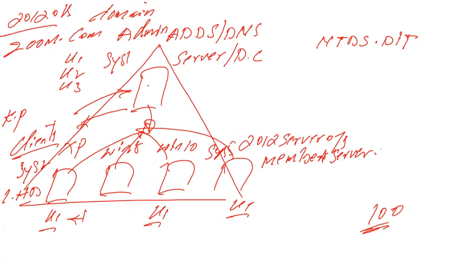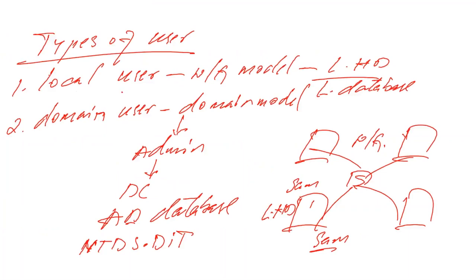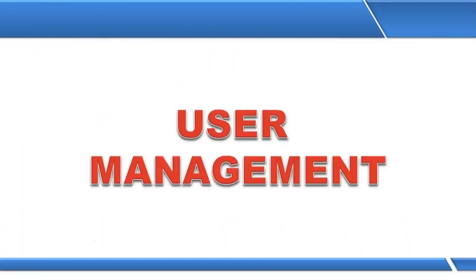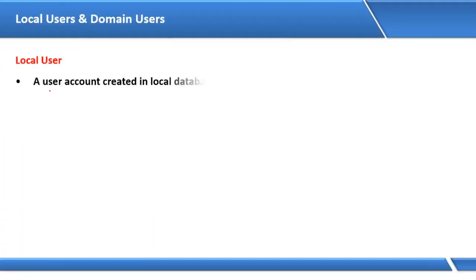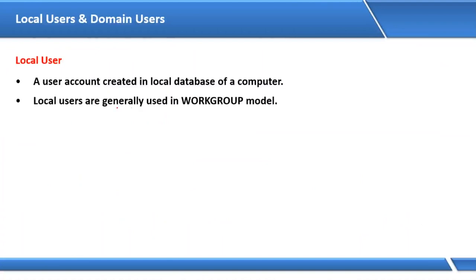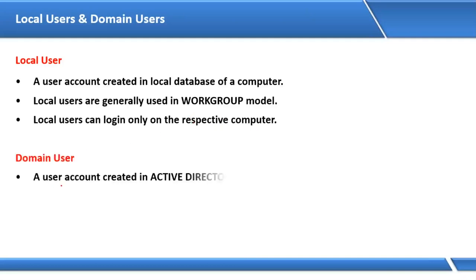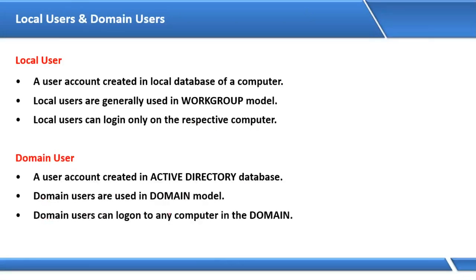Okay. So in our IT network, we have two types of users: one is local and one is a domain user. That's why Microsoft says we have a local user, a user account created in the local database of the computer, and local users are generally used in the workgroup model, and local users log in only to the particular computer where the account is created. The user cannot switch to another machine. Domain user accounts are created in the Active Directory database, and these domain users are used in the domain model, and a domain user can log into any computer in the domain. In the domain means any client machine. There is no restriction here, right?